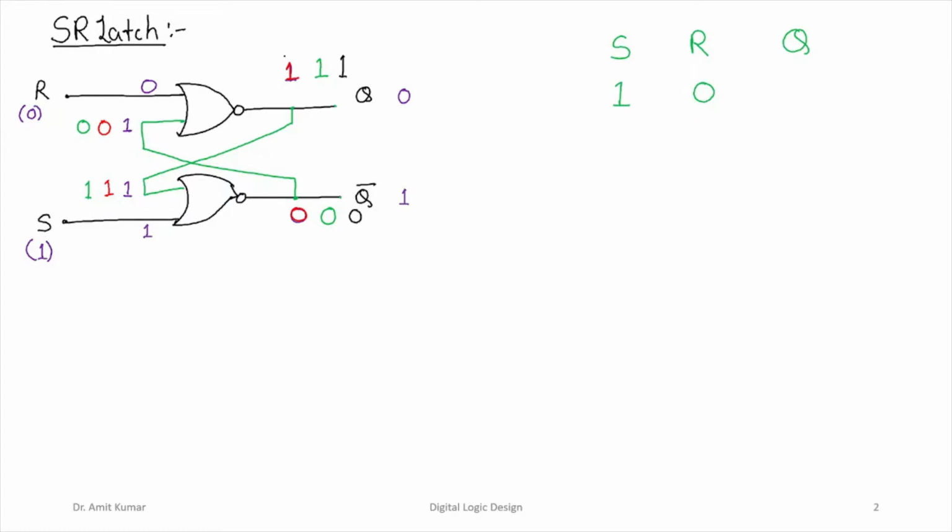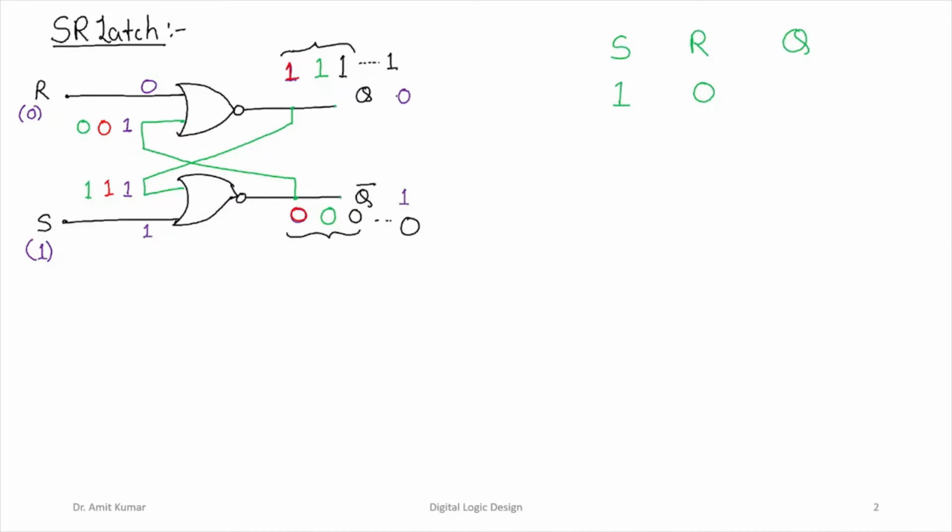So what basically we can say is, due to this feedback mechanism, this output Q will always retain which value? It will always retain 1 value. Similarly, this Q bar will always retain which value? It will always retain a 0 value, right?